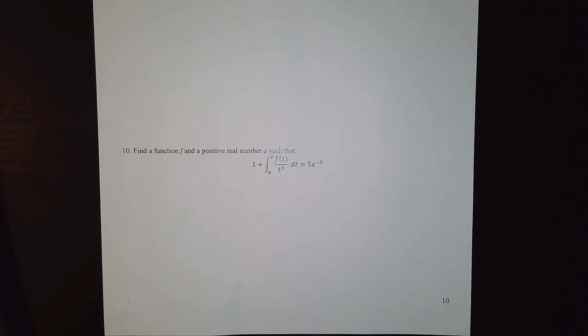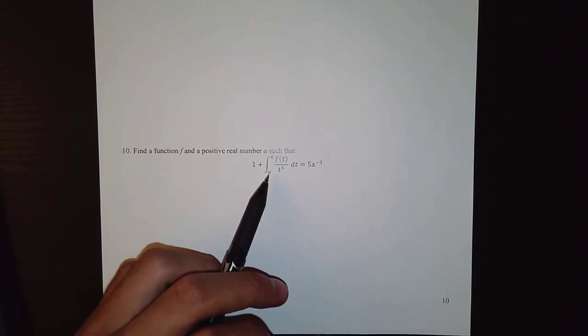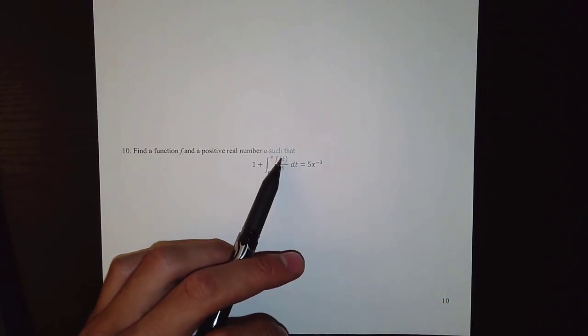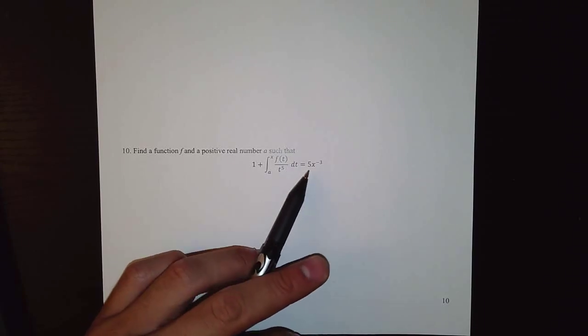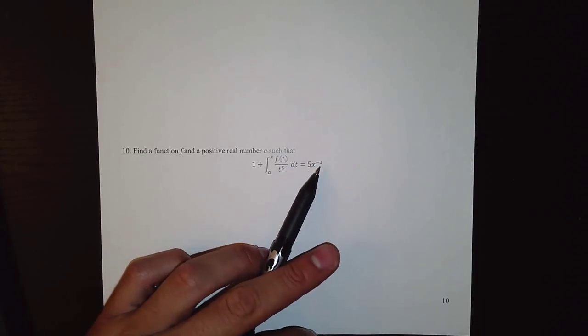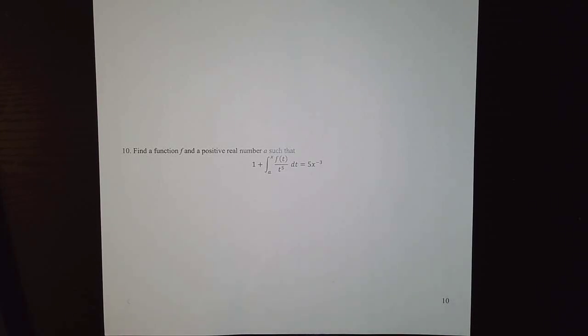Problem number 10 says, find a function f and a positive real number a such that 1 plus the integral from a to x of f of t divided by t to the fifth power with respect to t is equal to 5x to the power of negative 3. And so we should first start by taking the derivative of both sides.